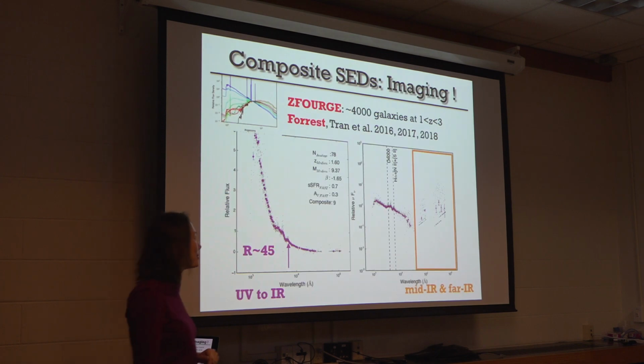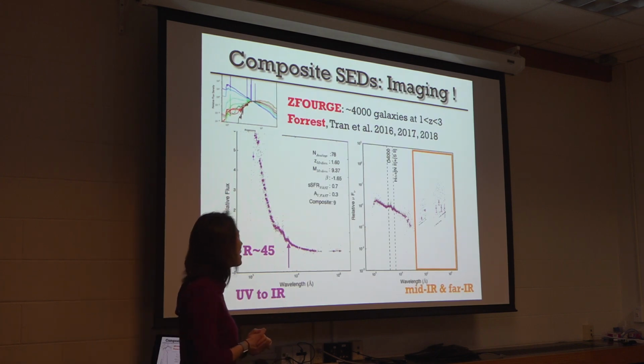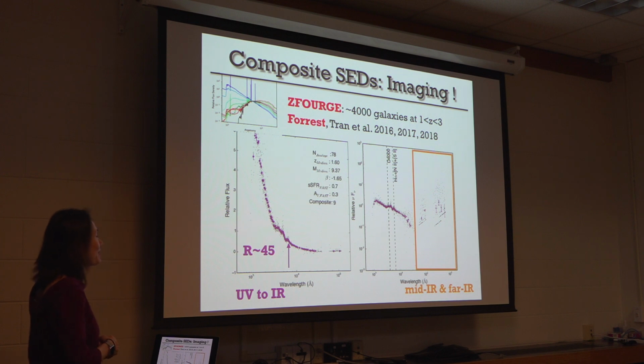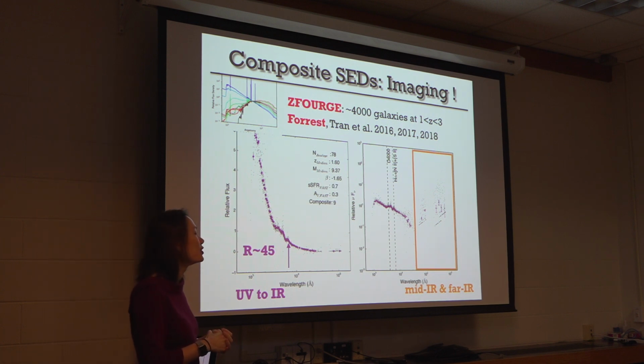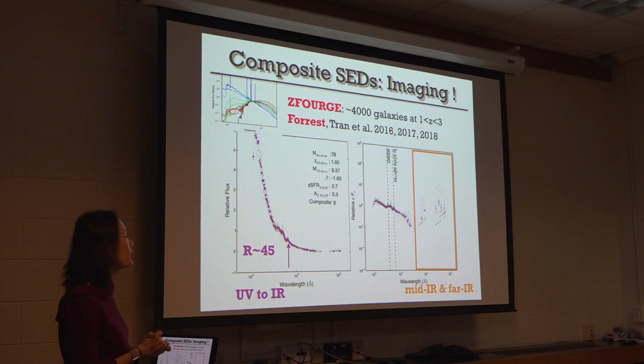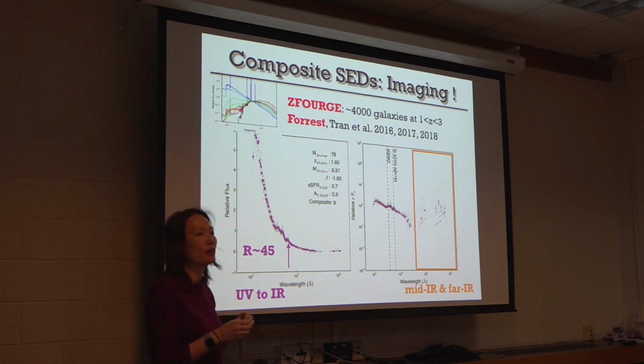So this is a cute little technique that I think Charlie knows very well because he wrote a paper with Mariska Kriek on this a few years ago. And we adopted it for ZFOURGE, which is to essentially build composite SEDs. So in this case, we focus on redshift 1 to 3, around 4,000 galaxies, and you have imaging of 4,000 galaxies. Okay, so imaging, 30 to 50 bands for each one. So you have essentially a very poorly sampled spectrum of each galaxy.